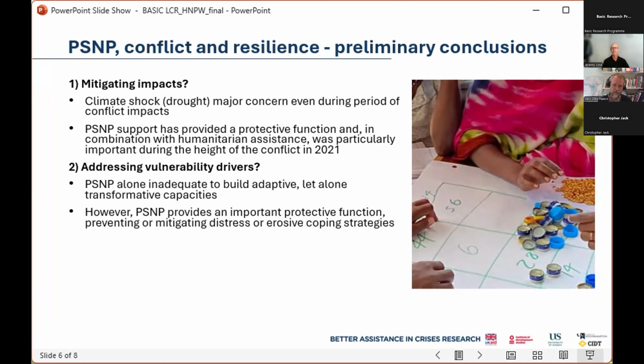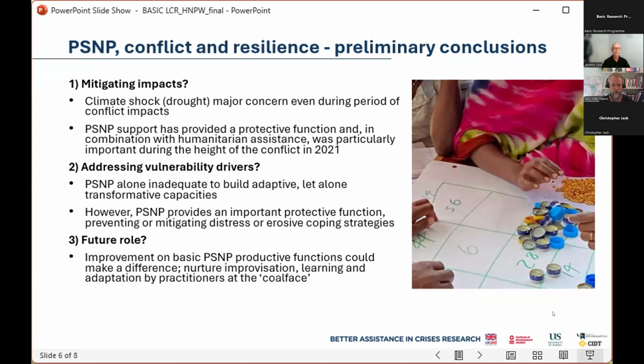Having said that, I think it's equally important to emphasize that PSMP does provide an important protective function, preventing or at least mitigating the more erosive coping strategies that can be very damaging to livelihoods. So I think that role is perhaps undervalued and under-emphasized in many discussions as well. It would be easy in a way to dismiss the role of social protection on the basis of PSMP being overstretched, being inadequate, and so on. But I think it's an important finding that it does actually play an important role nevertheless.